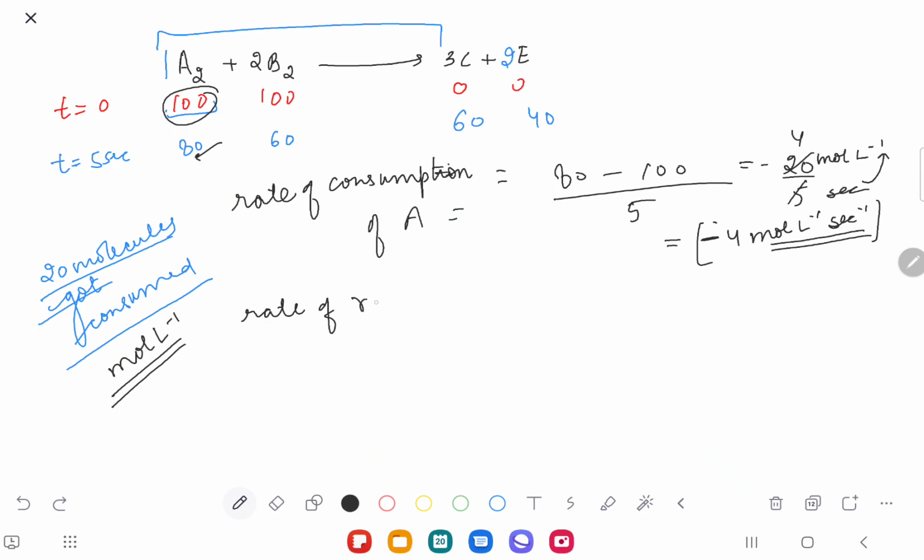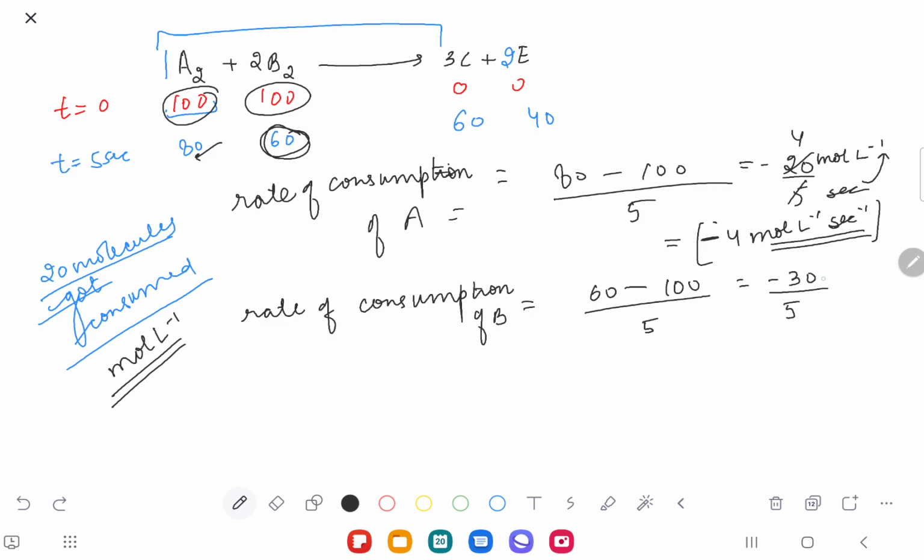Similarly, let's calculate the rate of consumption of B. So what would that be? Final concentration is 60, initial concentration is 100, over time. Time is 5 seconds. So what would that be? -30 over 5. Unit would be moles per liter per second. So it would become -6 moles per liter per second. So that is the rate of consumption of B, Shruti.